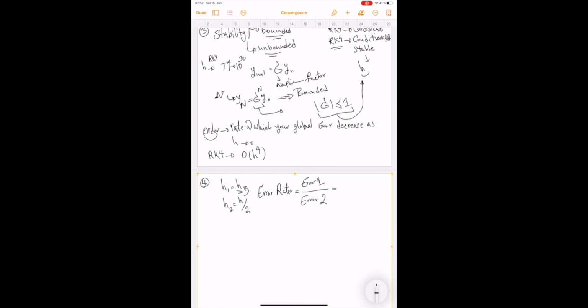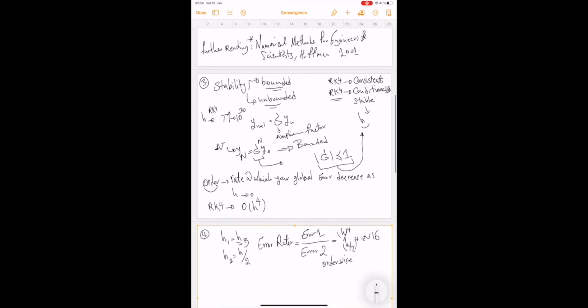And order-wise, it will be such a relationship which will be theoretically 16. So this means if I make my step size half, my error in the solution will be smaller 16 times, theoretically. But normally when you do the calculations, this value is normally higher, and the reason is because those terms which you truncated have also, let's say, significance in your solution. Okay, now this is the order.